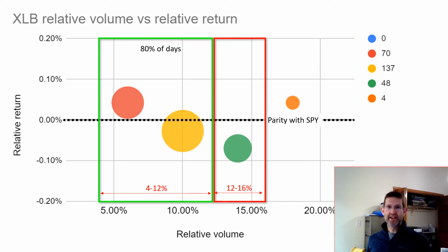So now let's back test the results of being long when the relative volume is in one class or another. So I'm going to combine the first two classes, even though the yellow class kind of had a slightly negative expectancy. So when you combine the first two volume classes, which is 4 to 12% of volume, XLB volume relative to SPY, you capture 80% of the days out of those 260 days.